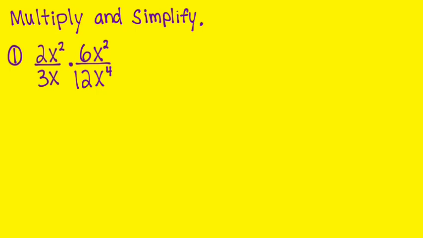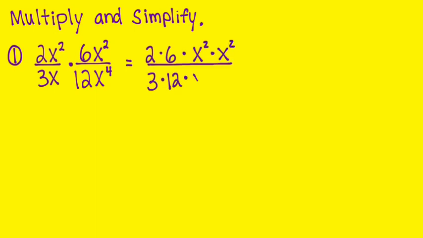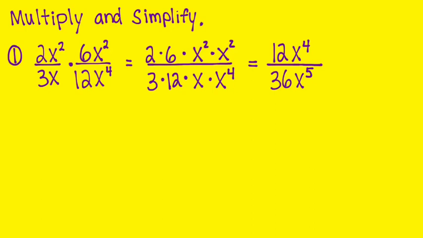So when we look at this, we could do this a couple of ways. I could multiply straight across, right? Like I would with regular fractions. And I would go 2 times 6 is 12, and x squared times x squared is x to the fourth, and 3 times 12 is 36, and x times x to the fourth is x to the fifth. And then I could reduce my fractions here, right? And I'd get 1/3 x, and I'd be done.